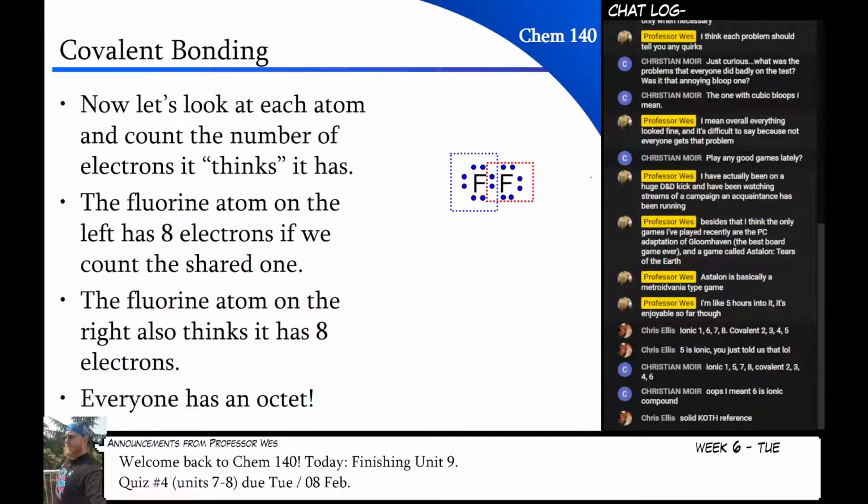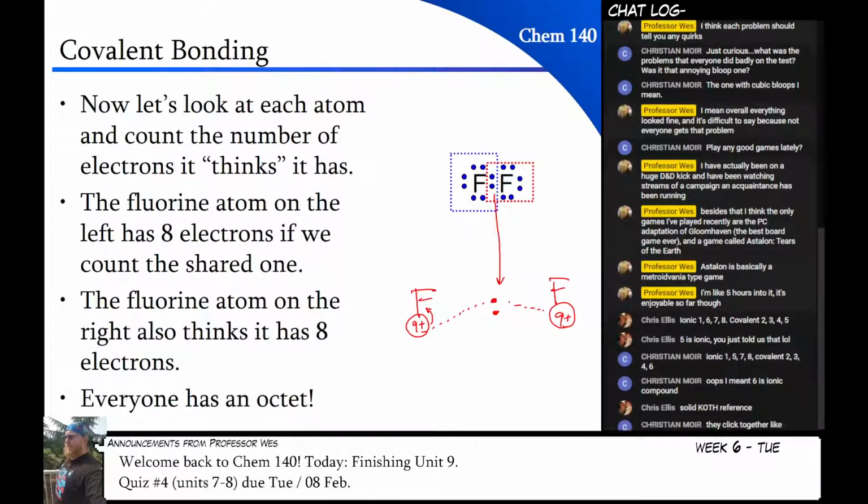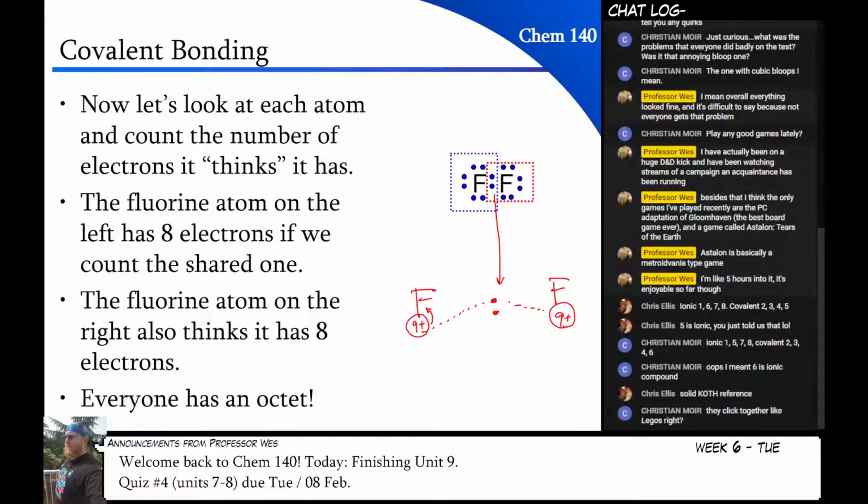Now, because they want to have their octets, if one atom in the molecule moves, the other one has to tag along with it, because of the attraction of these electrons. I'm going to just draw these electrons like this. So these are these electrons right here. The fluorine has a nucleus which has 9 positives in it, right? And so there is attraction from the nucleus to each of these electrons. And those electrons are also attracted to the nucleus. So they kind of stick together.